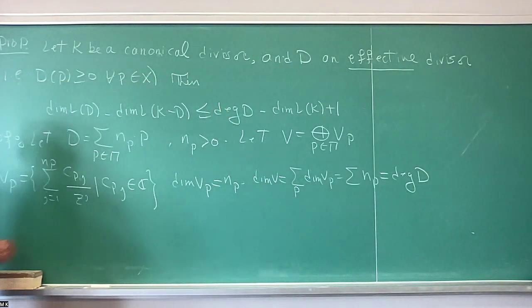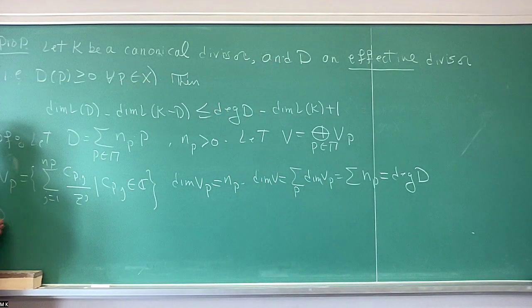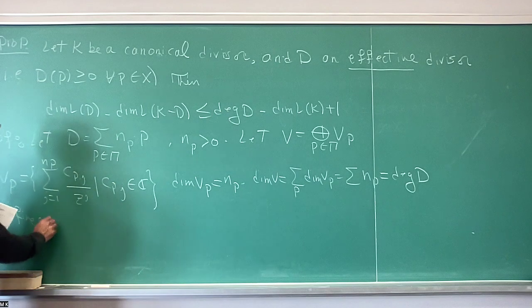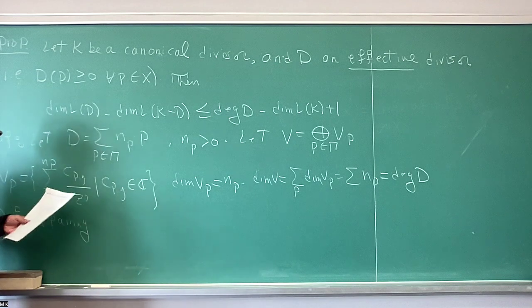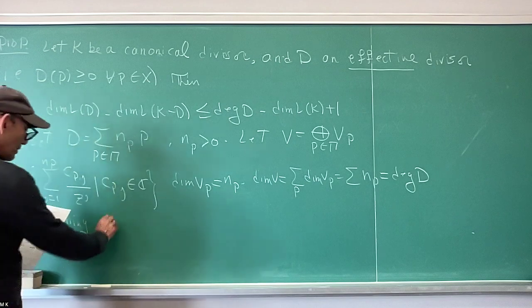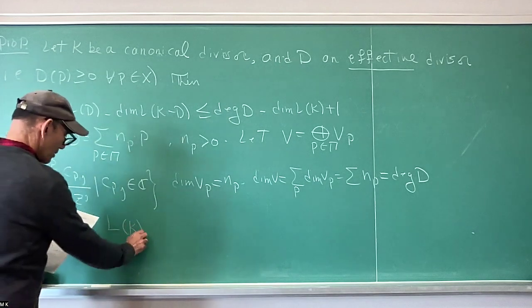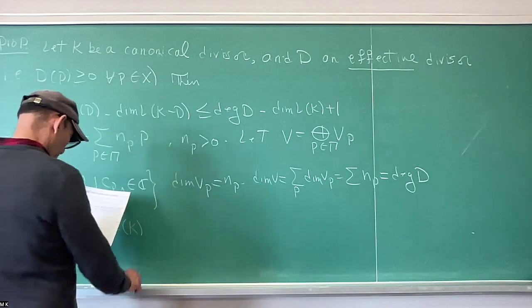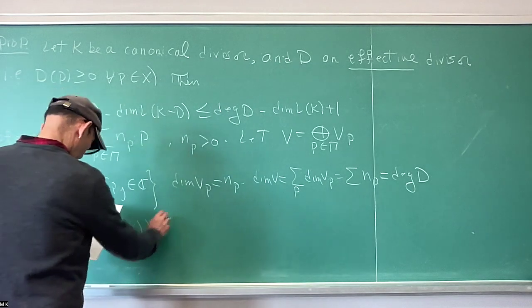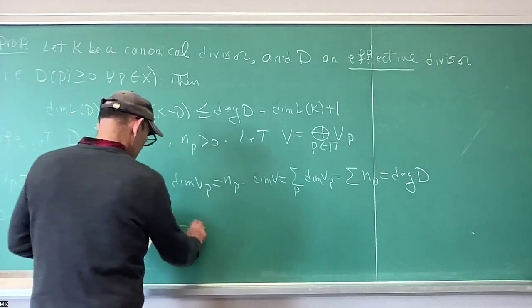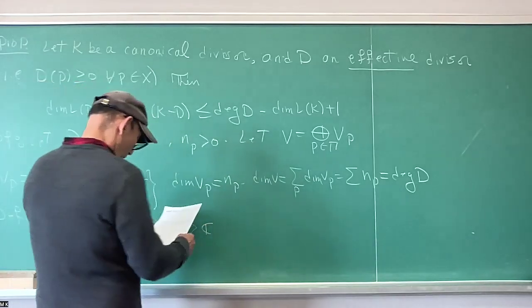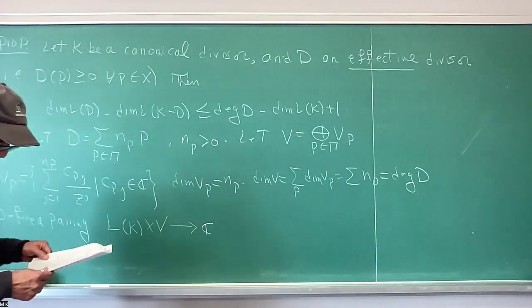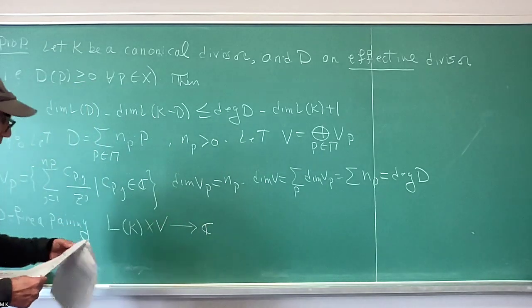So now define a bilinear pairing. This is where the interesting thing starts. Define a pairing from L of K cross V to C, as follows.